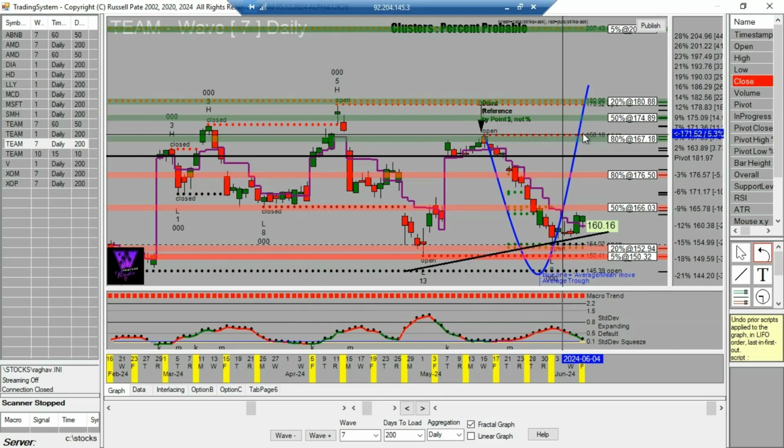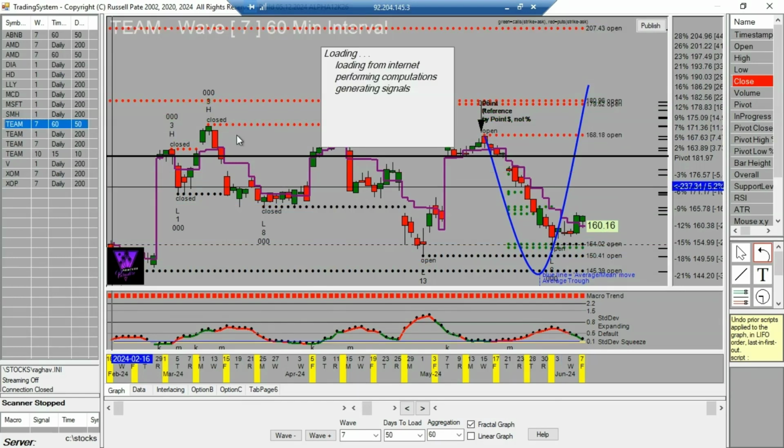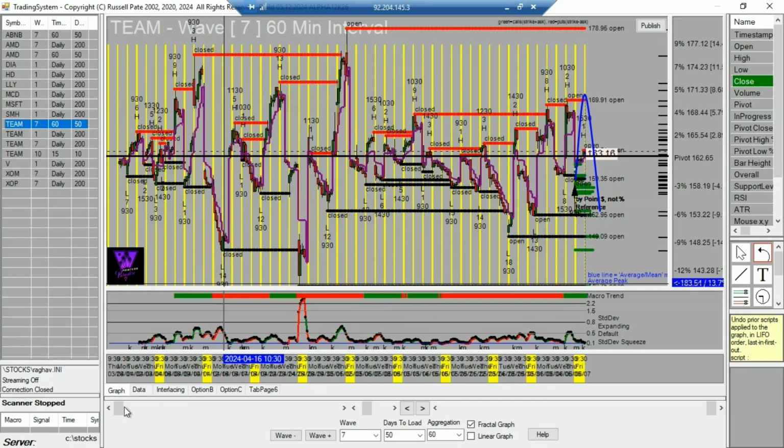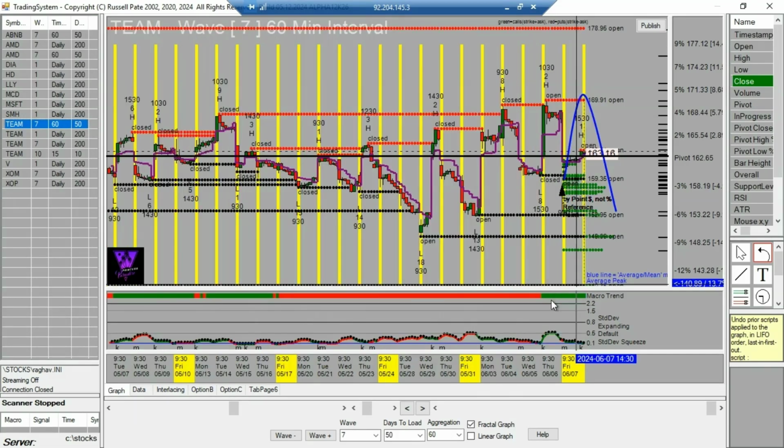Now looking at the wave 7 60-minute. Okay, great. So you guys can see here we are above the pivot, we are bullish, we are having a bullish macro trend. We are also having the K signal. We are in the squeeze. So basically, if we are in the squeeze, that means that we want to see some kind of expansion in our favored direction. Now, what is our favorite direction?